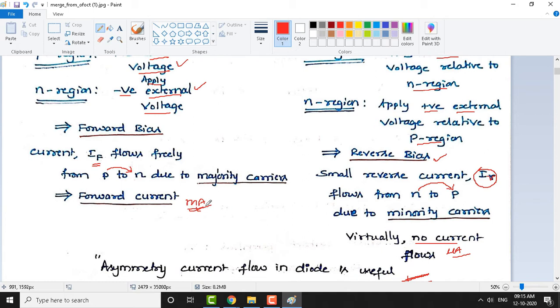The typical magnitude of this current is going to be in milliamperes. You don't get a small current here because this is due to the majority carriers. You get a big current, in terms of milliamperes.